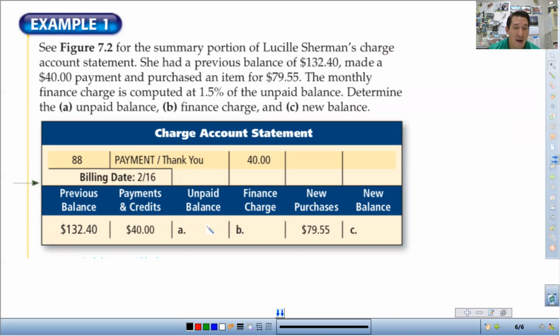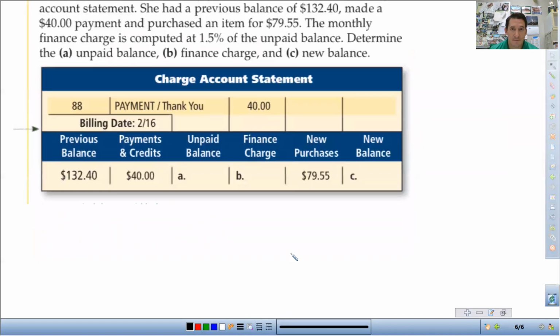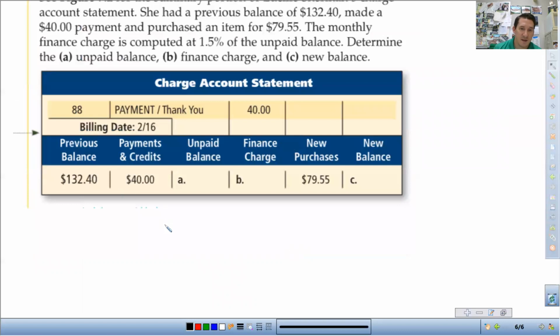So unpaid balance. So I'm going to scroll down a little bit. So the unpaid balance is going to be the previous balance minus payments and credits equals the unpaid balance. So I'm going to do 132.40 minus 40, and that's going to come out to 92.40.